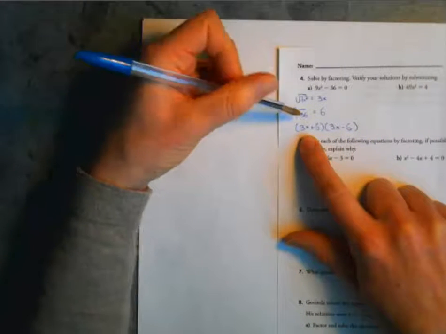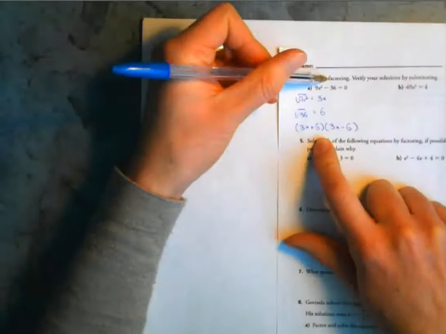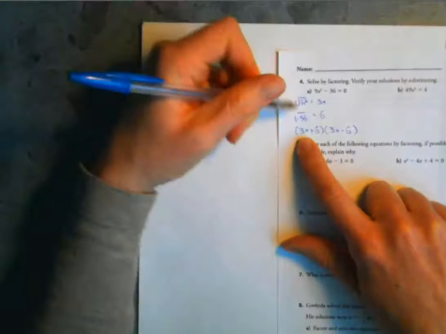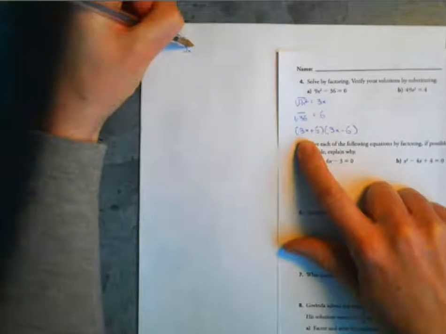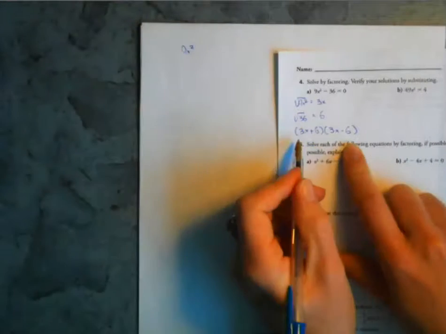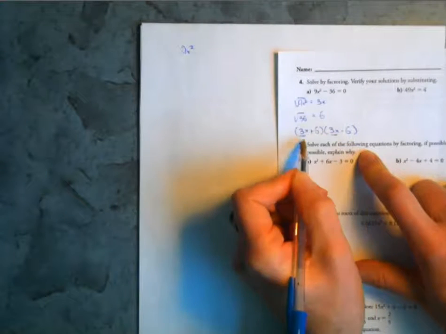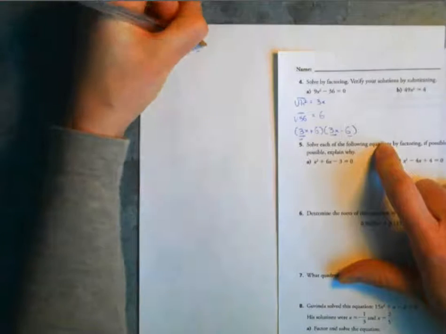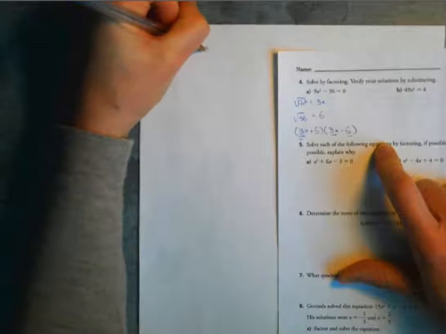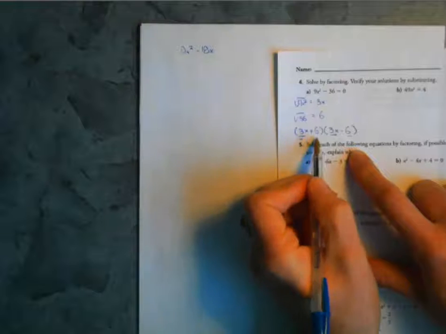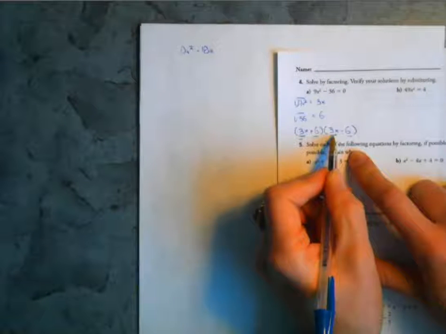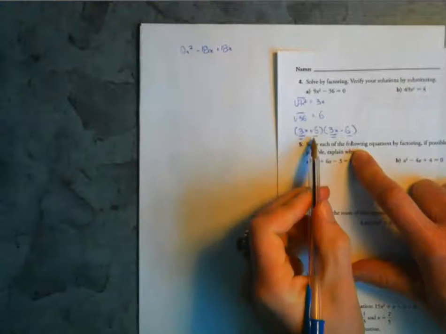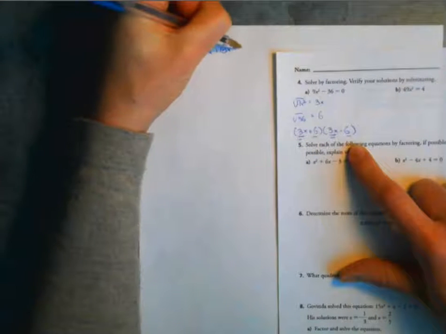If I verify, then I'll multiply these terms back out to see if it gives me what I should have according to the question. So 3x times 3x is 9x squared. Remember that you just have to multiply the first and then the outside terms. So 3x times negative 6 gives us negative 18x. Then you do the inside terms, so positive 6 times 3x gives us positive 18x. And then positive 6 times negative 6 gives us negative 36.